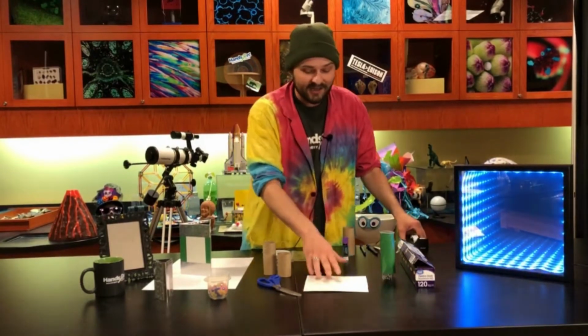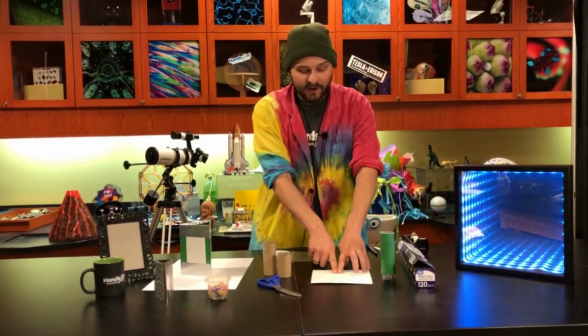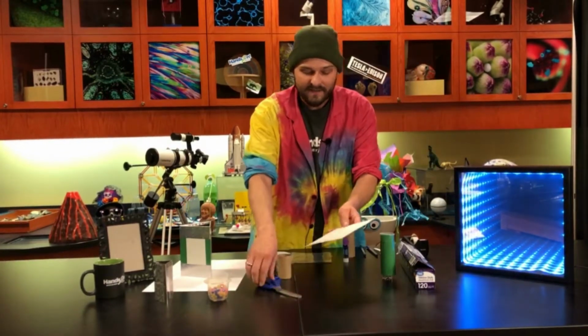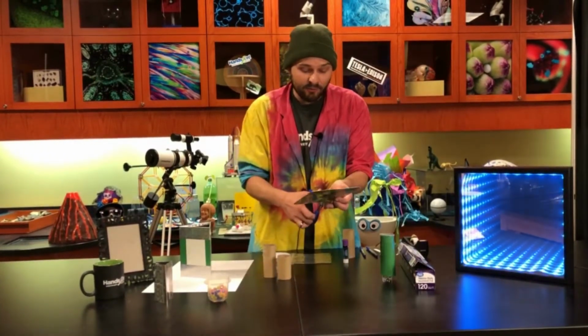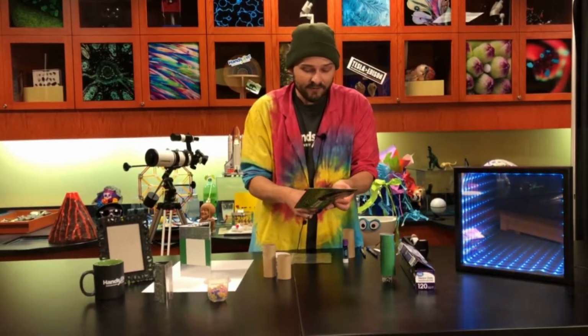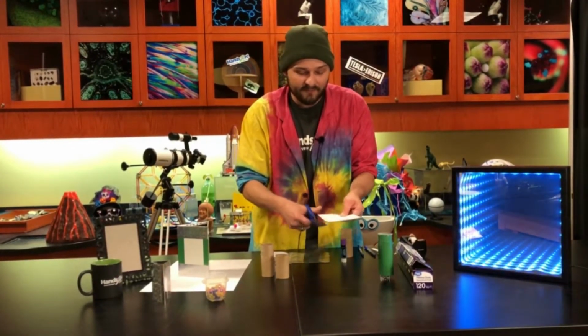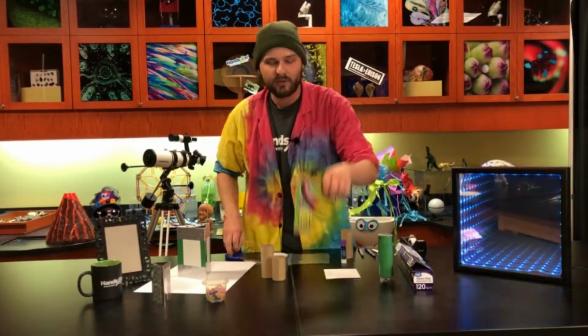That's where your card stack is going to come in handy. I've found that if you cut out a 4.5 inch by 4.5 inch square, that's the perfect size to make a 3-plane mirror that will slide right inside of your kaleidoscope. So here we have 4.5 inches by 4.5 inches, and we'll recycle it.